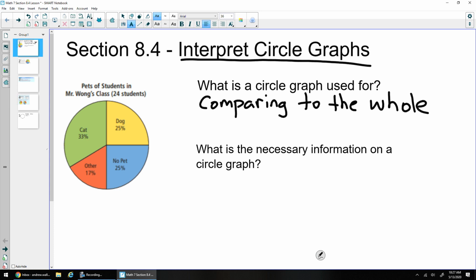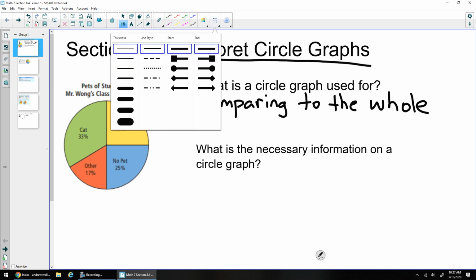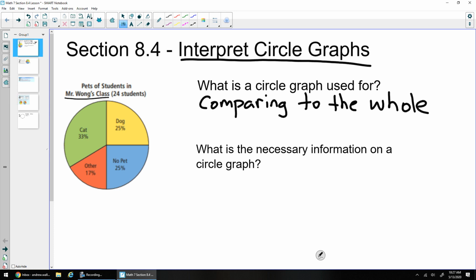So, for example, in the circle graph that we have here, we are looking at Mr. Wong's class. So that's the whole. His whole class is the whole, and there are 24 students in that. And then we're comparing the parts of it: the part that has cats as pets, the part that has dogs as pets, the part that has no pets, the part that has some other animal.